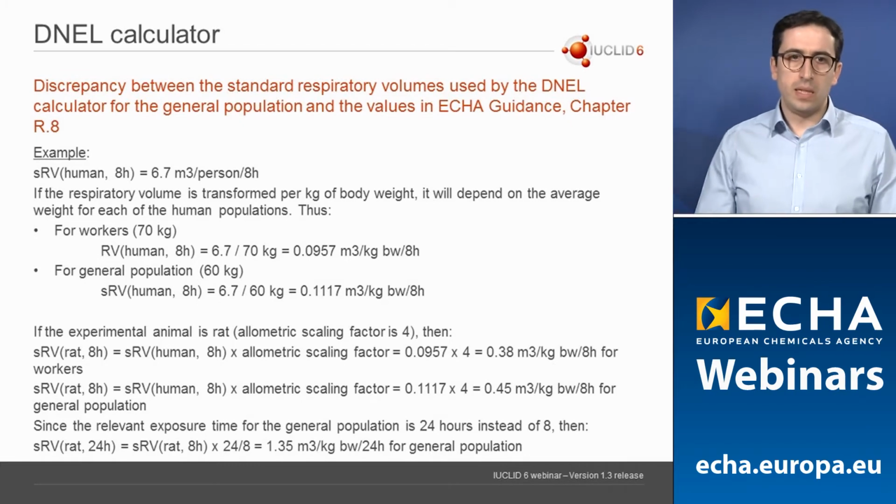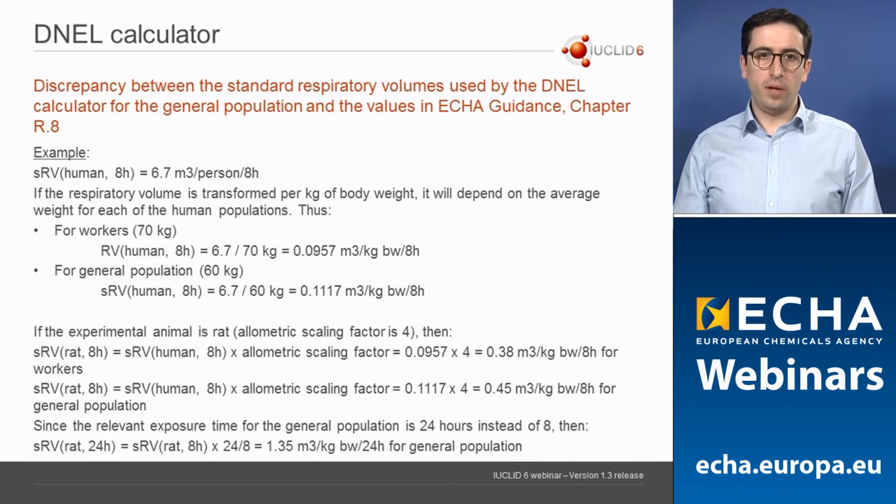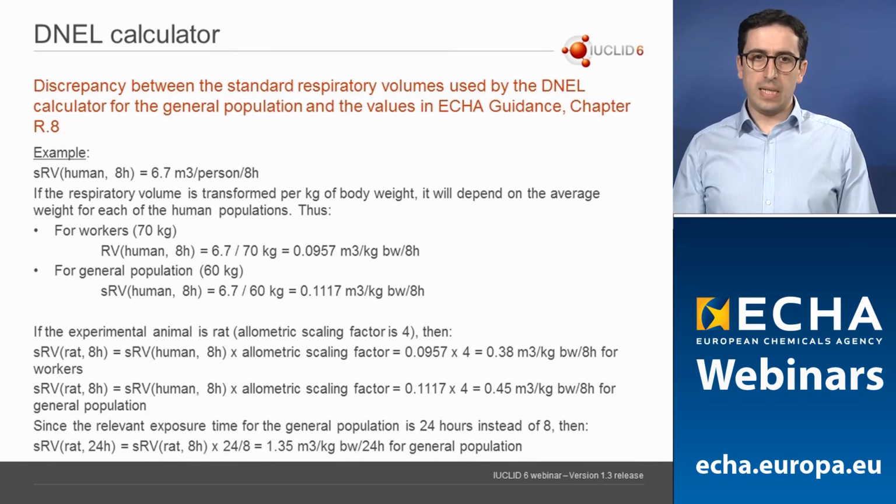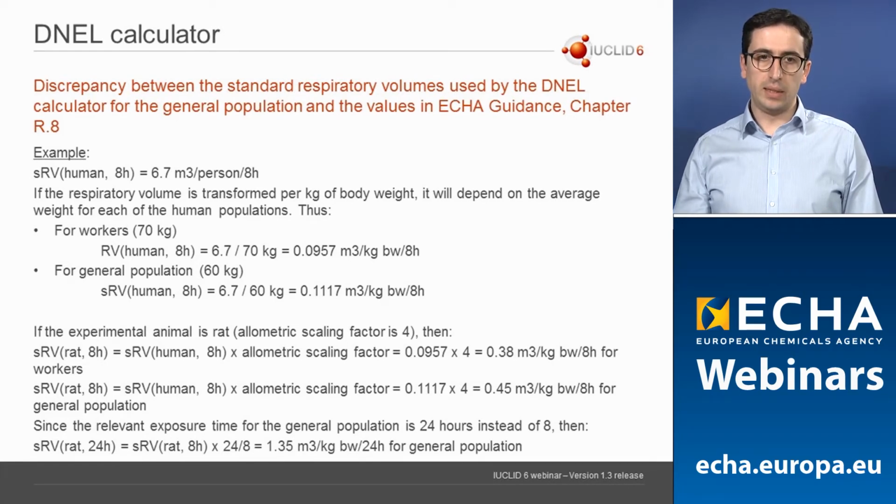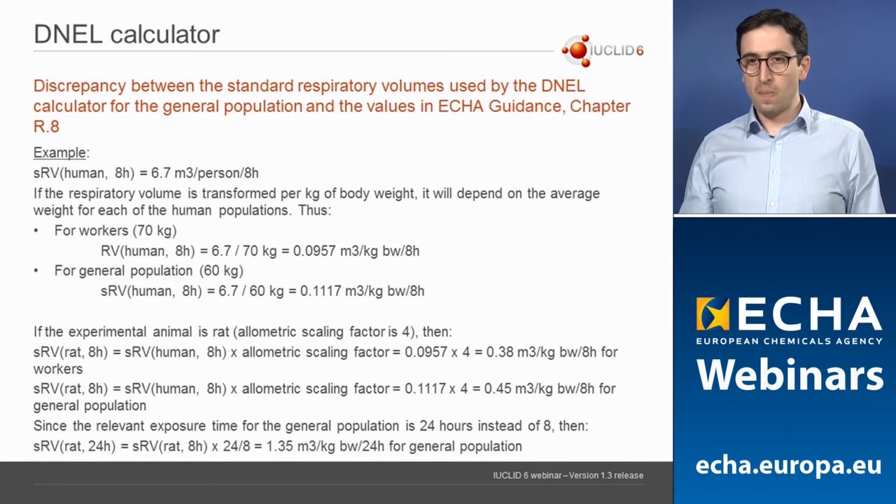So then these standard respiratory volumes for humans are multiplied by an allometric scaling factor, that if in this case the animal is a rat, this value will be 4. So you will see different values again for workers and general population. And since the relevant exposure time for the general population is 24 hours, this has to be corrected, and in this case gives a value of 1.35 cubic meters per kilogram body weight for the 24-hour exposure for general population.